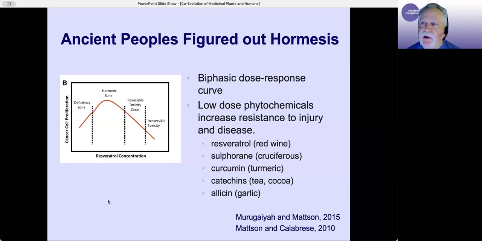And we call this biphasic dose response curves. And we have a number of plants that we ingest that show this phenomenon: resveratrol in red wine, sulforaphane in cruciferous vegetables. These are your brassicas, your mustards, curcumin, catechins in tea, allicins in garlic. So this is something that was learned in very early on, right? I call it the Mikey effect. Let Mikey eat it and see what happens.